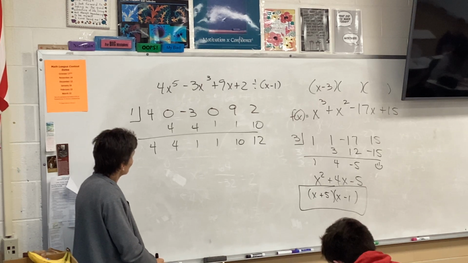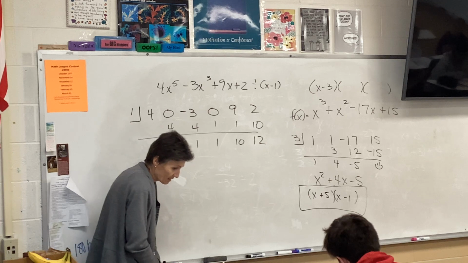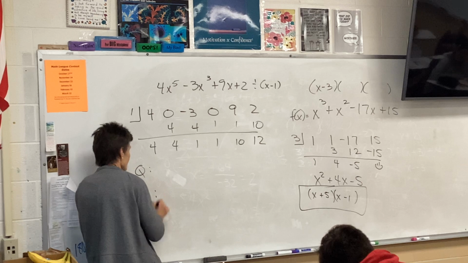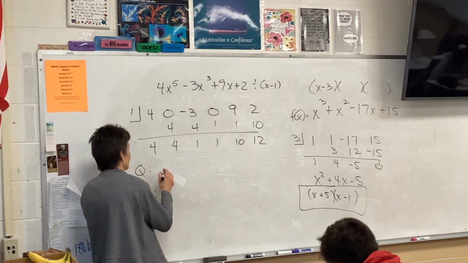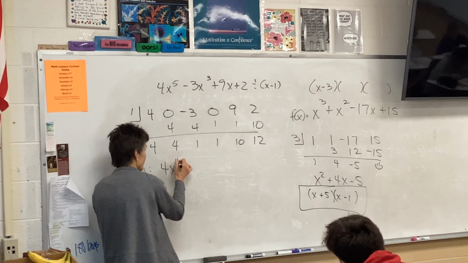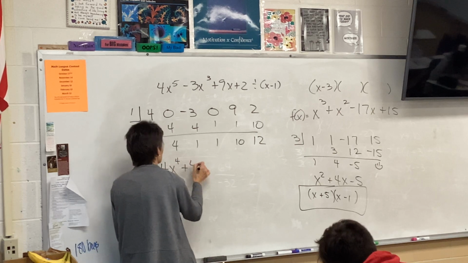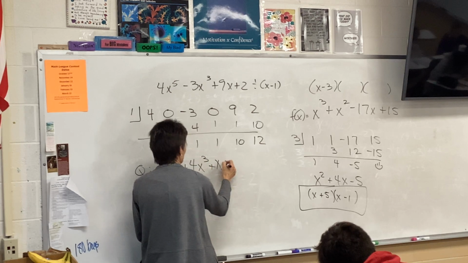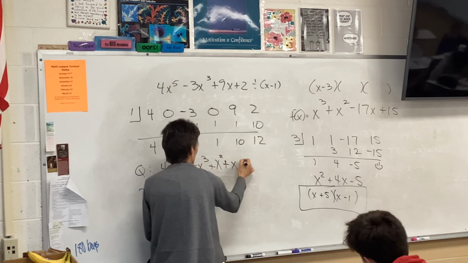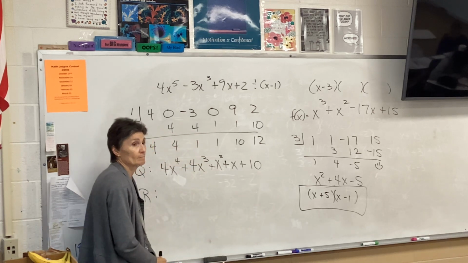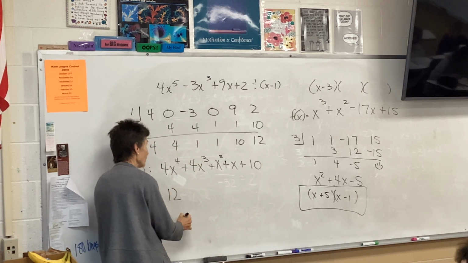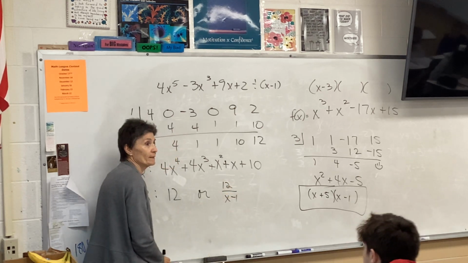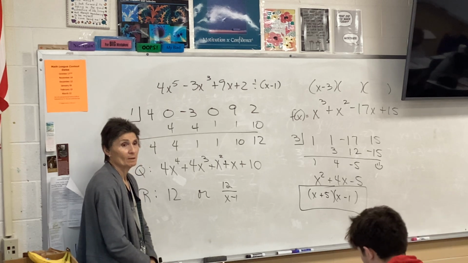Now do I have it right? Yeah. So it says, well, this doesn't say, but on the test, there'll be a blank for quotient and a blank for remainder. What's our quotient? 4x to the 5th plus 4x to the 4th plus 4x squared plus x squared, and then plain regular x plus 10. And then the 12 is the remainder. You can either put 12 here, or you can put 12 over x minus 1 if you want. It doesn't matter to me one bit, whatever you're comfortable doing.